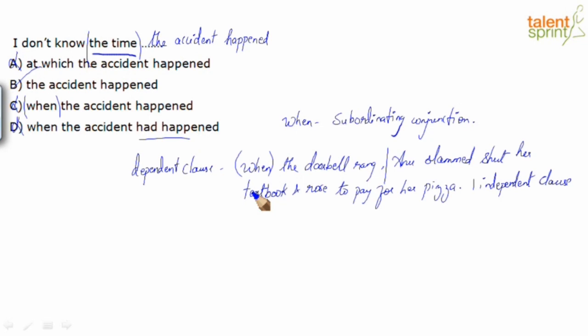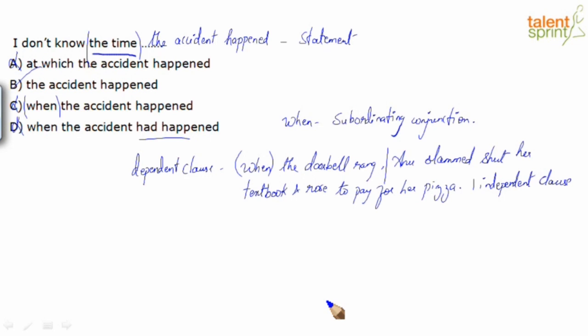It's almost like an unnecessary question in a statement. It's not a question here. "I don't know the time the accident happened" is a statement. So why introduce a conjunction? There is no need, where we just saw the function of "when" as a conjunction. And also an unnecessary question in between the statement is not required. So we can safely rule out options C and D.